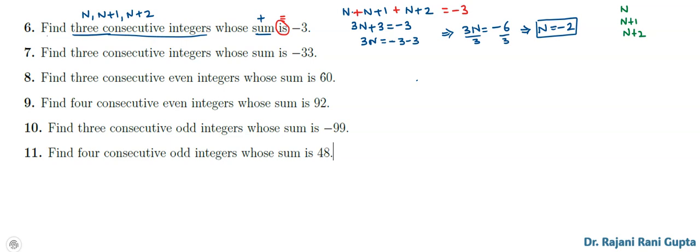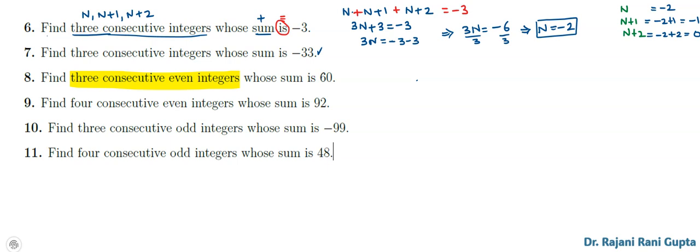Okay. So your n is minus 2, the first number. The second number is minus 1, and minus 2 plus 2 is 0. So the three consecutive integers whose sum is minus 3 are minus 2, minus 1 and 0. Okay. Here is the same question 7, but instead of minus 3 you will write minus 33 and you can work it out.